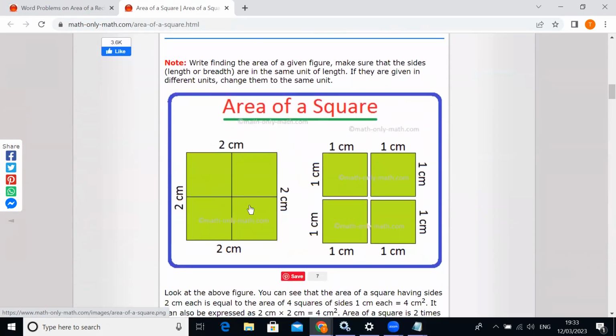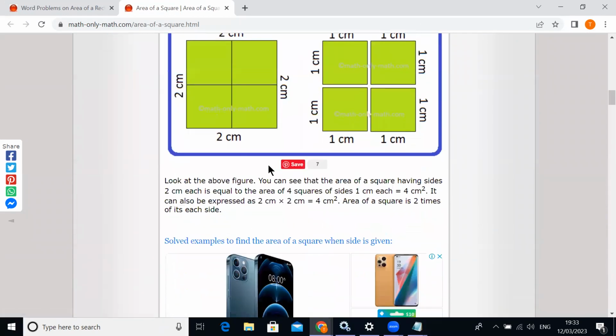So let's see. This is a square. This side is 2 centimeters and this side is 2 centimeters. To find the area of the square, we need to multiply this side and this side. Since they are the same, we can say length squared, or this length times this length, or this side times this side.